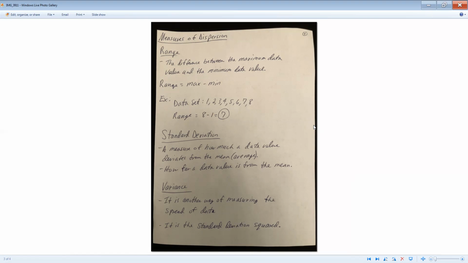Next, we're looking at our standard deviation. It's a measure of how much a data value deviates from the mean, or in other words, the average, or it represents how far a data value is from the average. The variance is another way to measure the spread of data, and it's just your standard deviation squared.